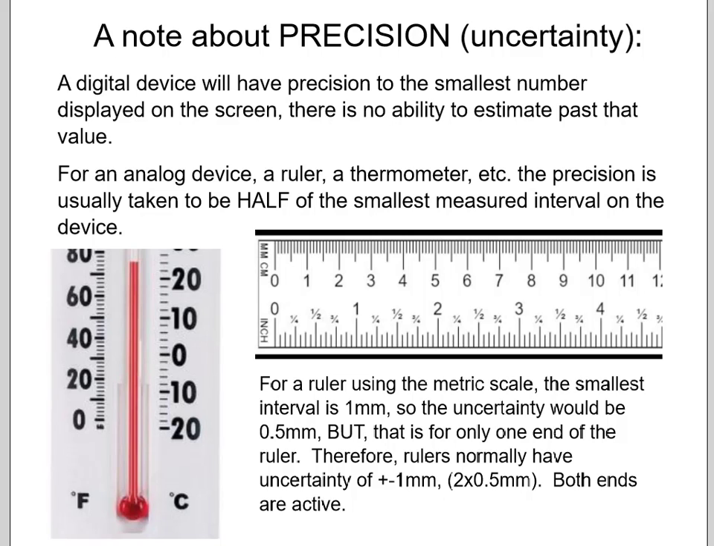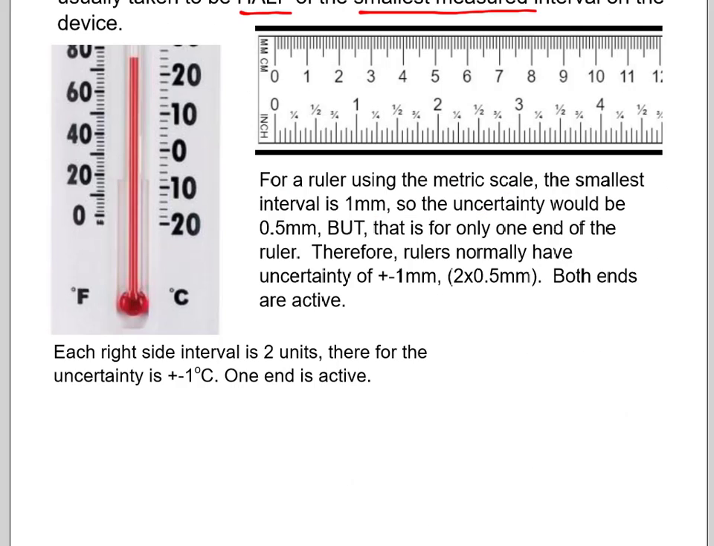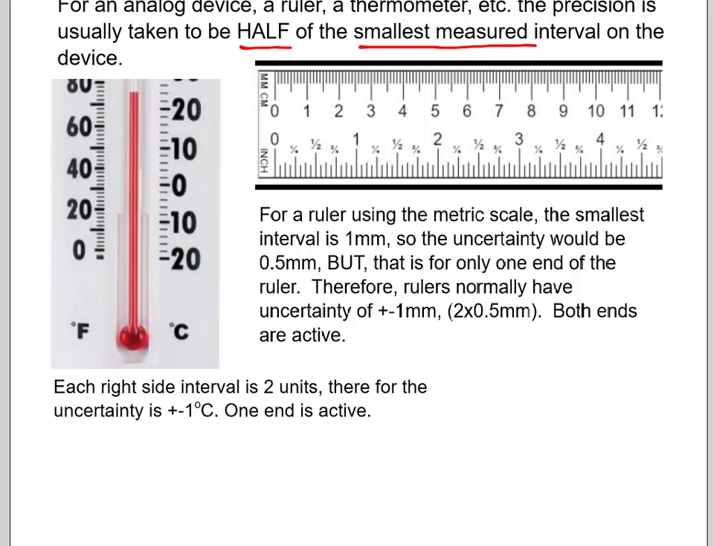Now a note about precision. A digital device will have precision to the smallest number displayed on the screen, like we just did on the voltmeter. There's no ability to estimate past that. Okay, but an analog device like a ruler or thermometer, the precision is usually taken to be half, this is an important idea, half of the smallest measured interval on the device. So you can see here I have a thermometer and a ruler. So if we look at the thermometer here on this right-hand side in Celsius, these little gradations in here are worth 2 degrees. Okay, so our accuracy of our measurement here would be half of that, so we could be plus or minus 1 degree Celsius.